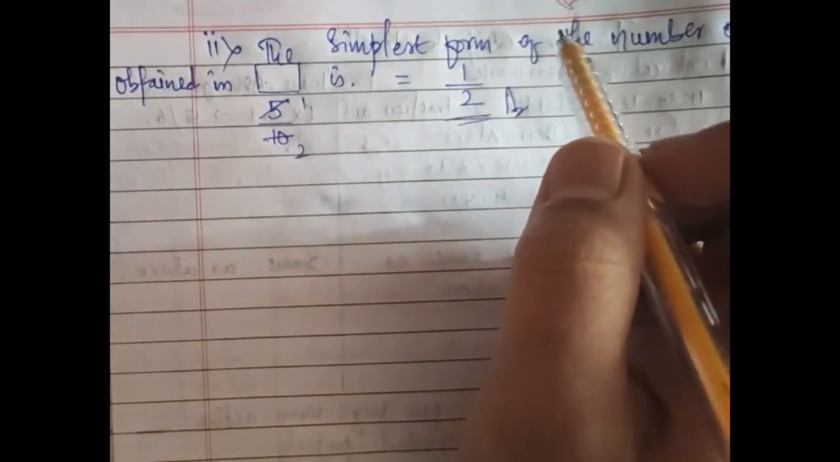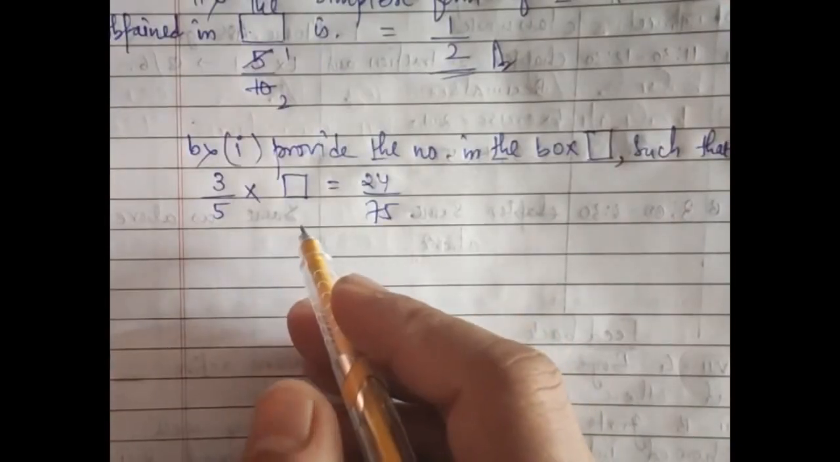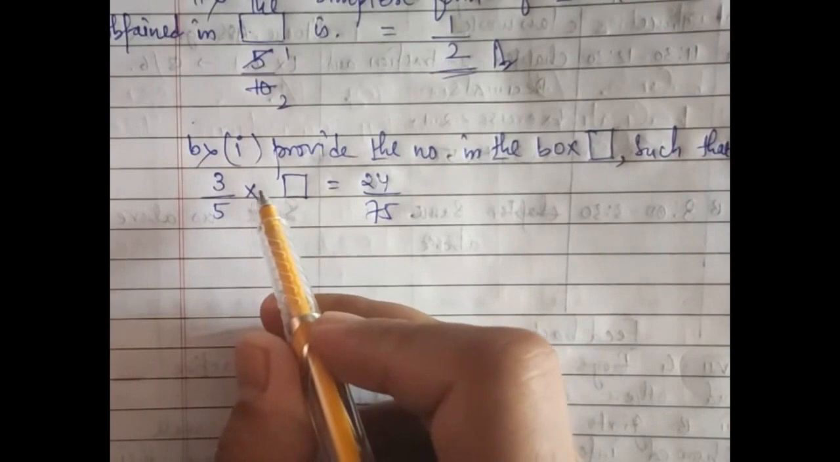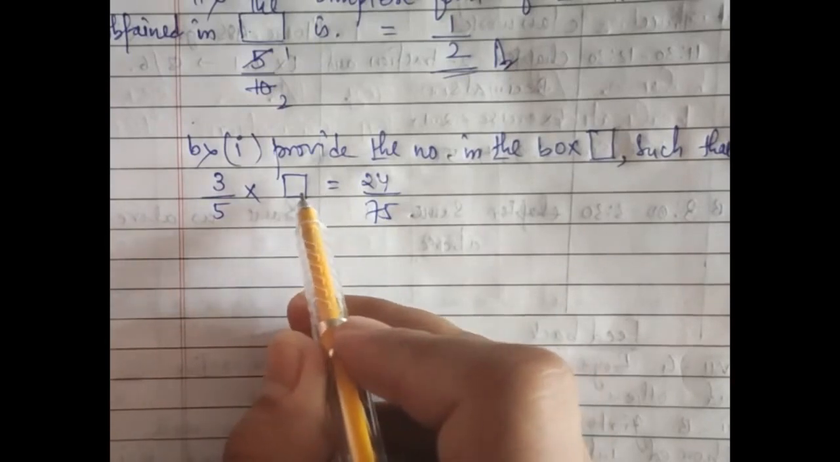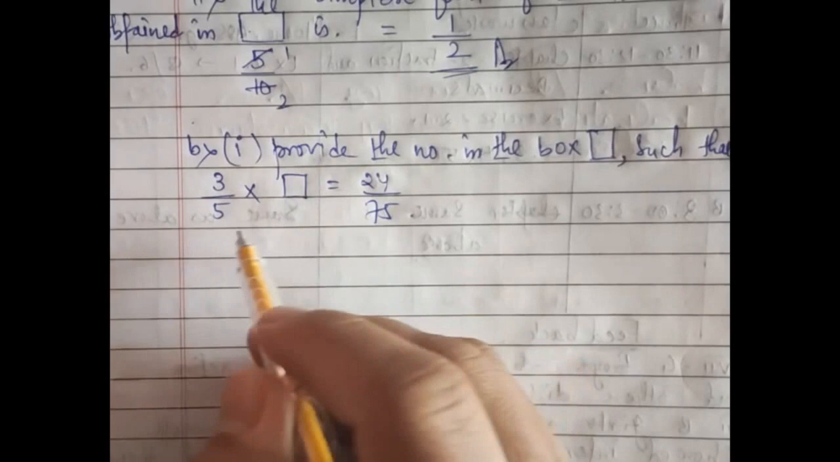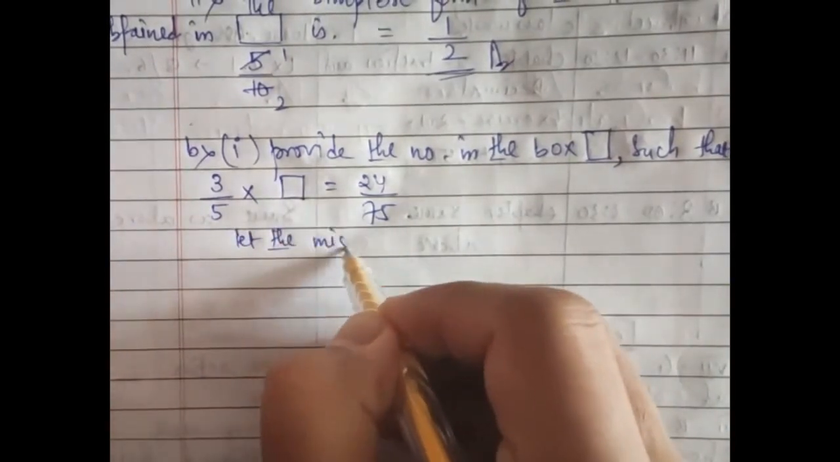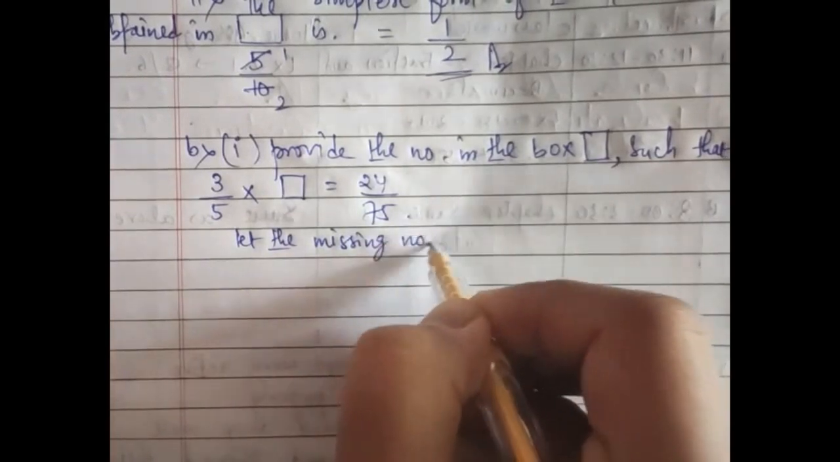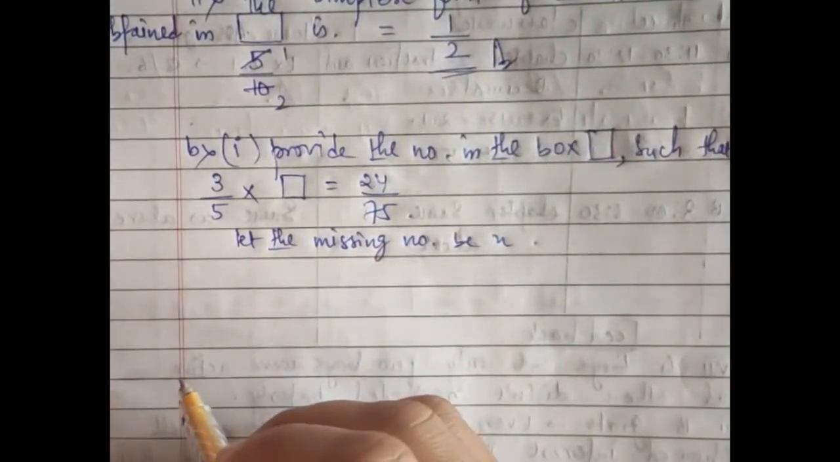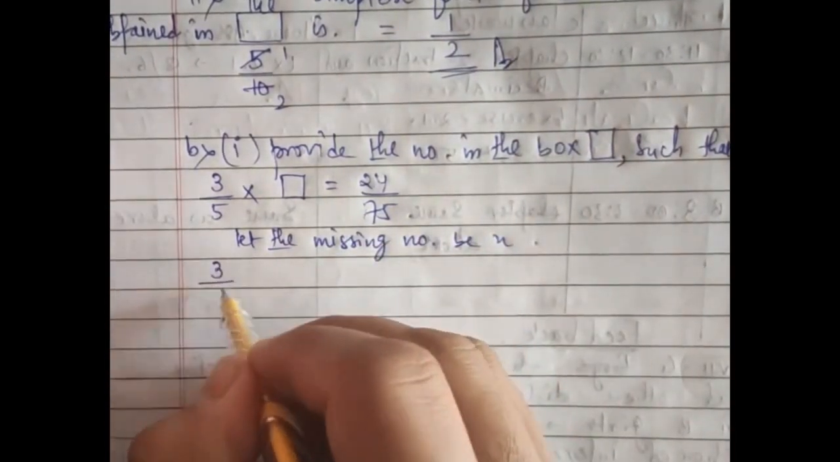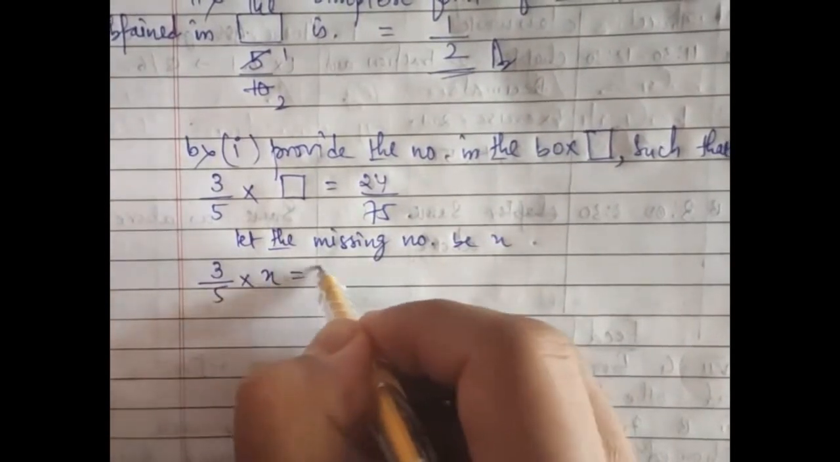Okay. So student, if you have not understood the previous question, now let us solve another so that it will be understandable for you. So this is another problem which is similar to that of number A. So what we are going to do, let the missing number be x. Alright, we can write like this. So in the form of blank we will write x here and 24 by 75.